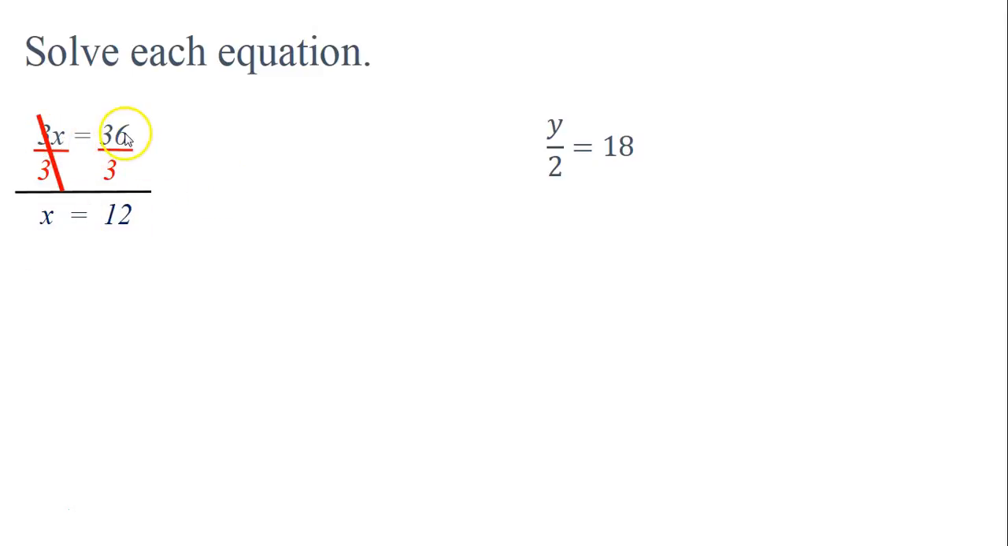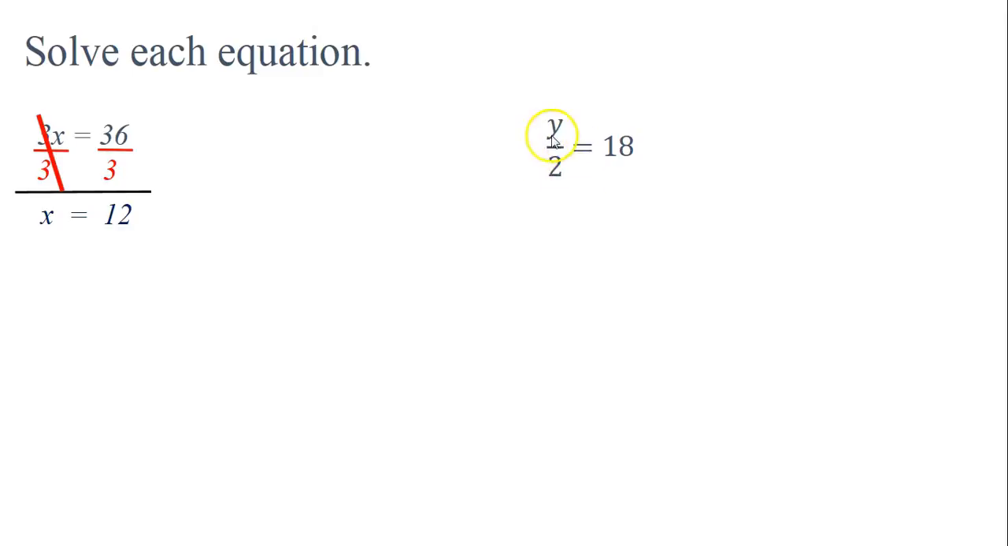We go 3 times 12 is equal to 36. Yes, it is. The next one, y divided by 2 is equal to 18. So we've got to think to ourselves, y divided by 2, what is the opposite of dividing by 2? It'd be multiplying by 2. Just over here, see how these were multiplied and the opposite was dividing? Well, over here, we divided, so the opposite is going to be multiplying.